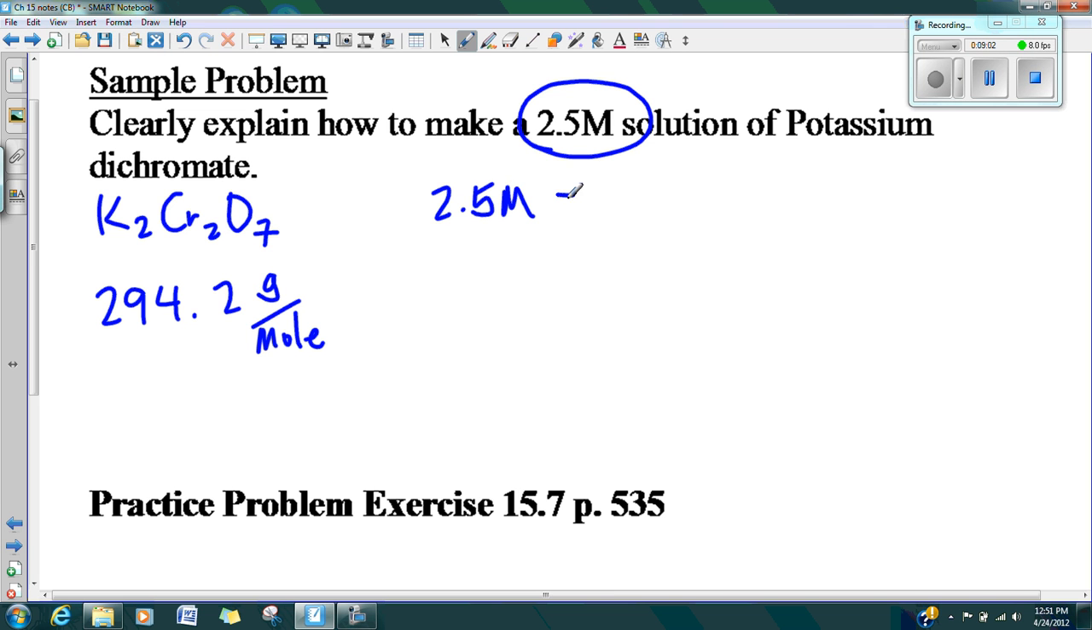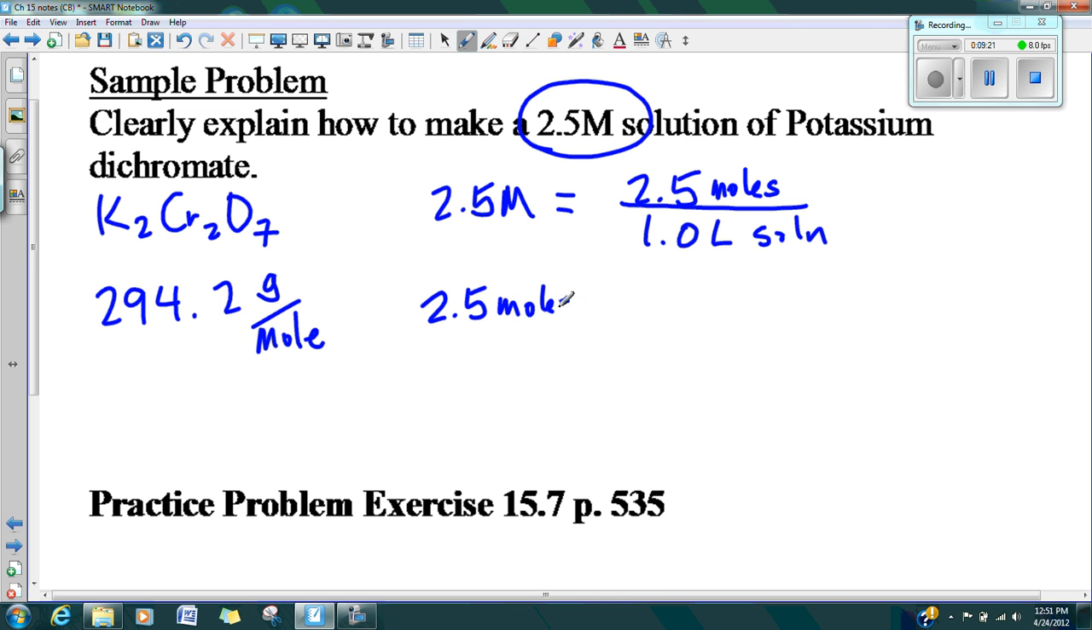Remember that when we look at this 2.5 molarity, it means 2.5 moles in 1 liter of solution. So these are 2 pieces, they're 2 parts. Remember, this is dissolved into here. So I simply can say that I have 2.5 moles of my potassium dichromate, which makes it easy enough.